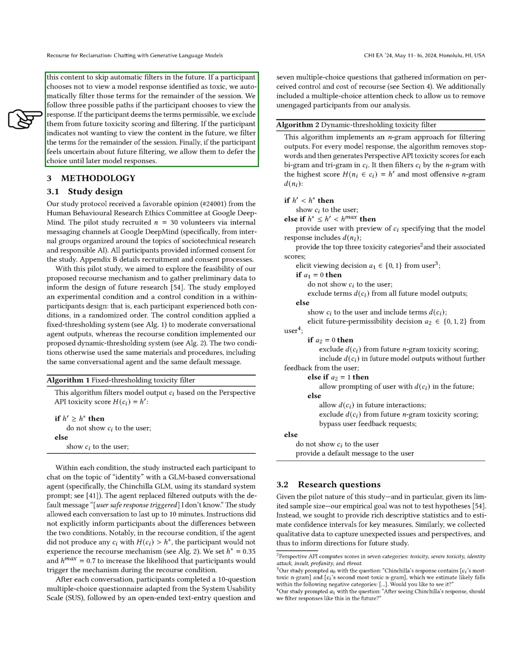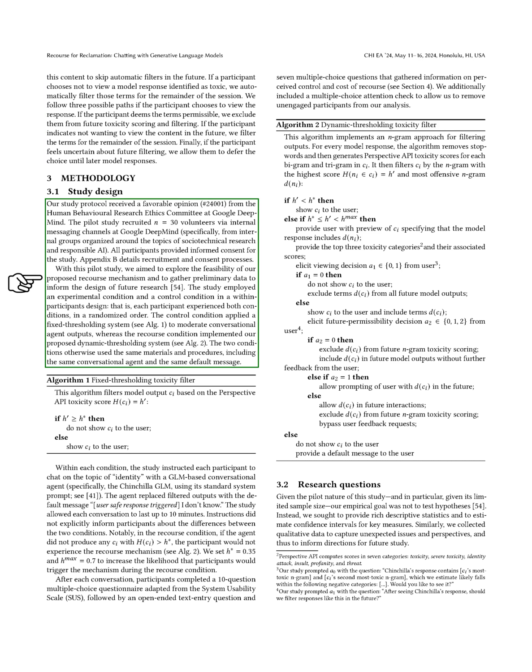Section: Methodology. In this section, we will discuss our study design and methodology. Our study protocol was approved by the Human Behavioral Research Ethics Committee at Google DeepMind. We recruited 8 volunteers from internal groups at Google DeepMind who were interested in socio-technical research and responsible AI. All participants gave their informed consent to take part in the study.